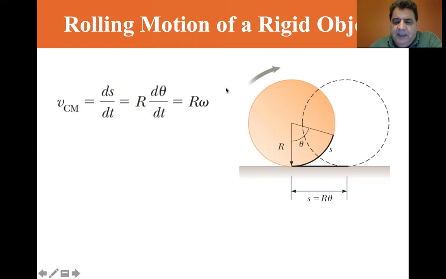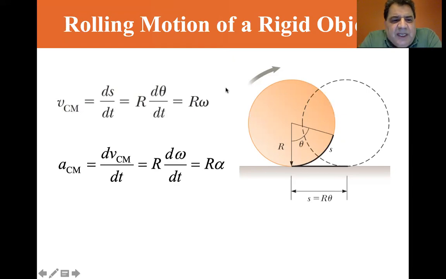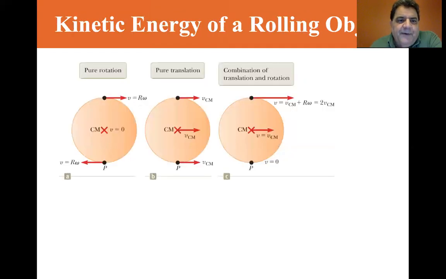Similarly, the acceleration of the center of mass is equal to dv/dt of the center of mass, and so that's equal to r dω/dt, and dω/dt is equal to α, so that's equal to rα. So the velocity of the center of mass is equal to rω, and the acceleration of the center of mass is rα.